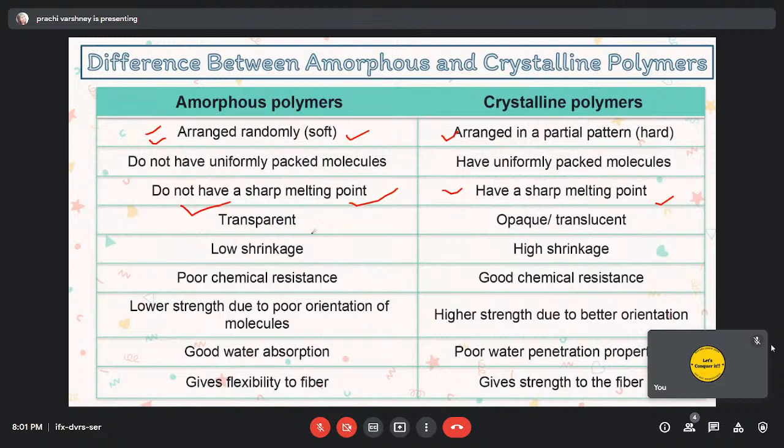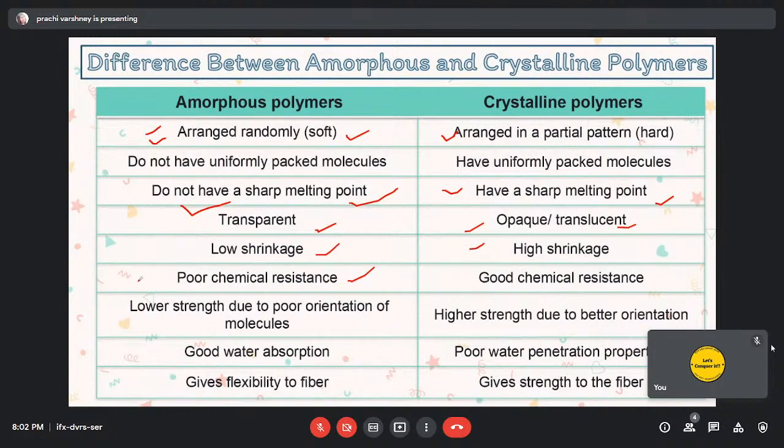Amorphous polymers are transparent, but crystalline resin is opaque and translucent. Amorphous resin has low shrinkage, but crystalline resin has high shrinkage. Amorphous has poor chemical resistance and crystalline has good chemical resistance. So whenever we talk about chemical resistance, it is a property of the fabric.